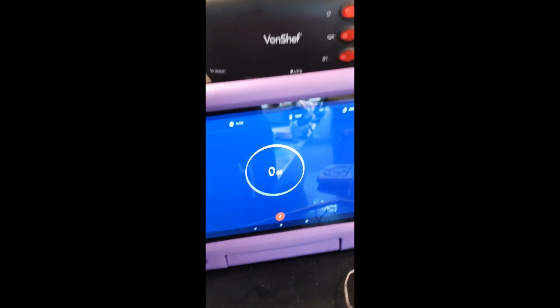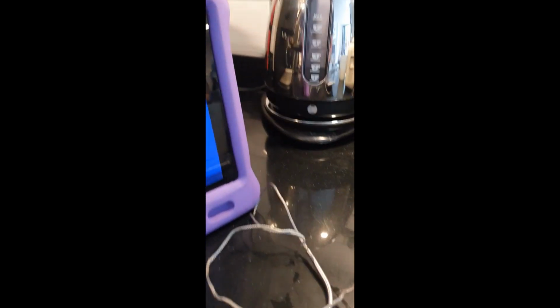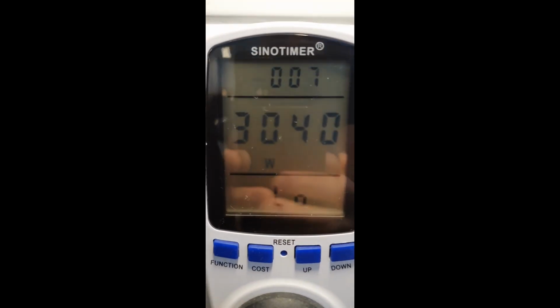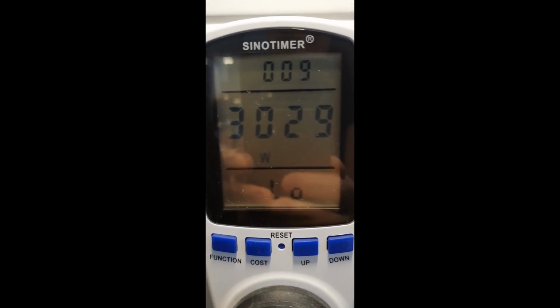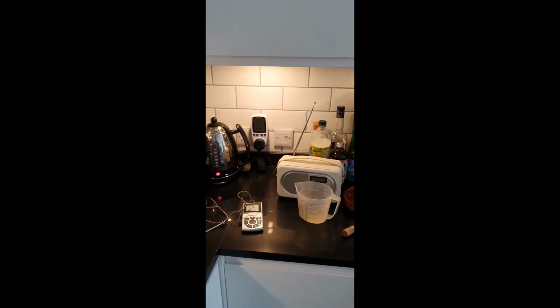Okay, so the only timer I could find is my daughter's Kindle Fire thing. So what we're going to do is turn the kettle on, start the timer, and see the kettle is boiling. It's quite difficult to hear. Obviously the kettle's boiling, so I'll step away whilst I talk.